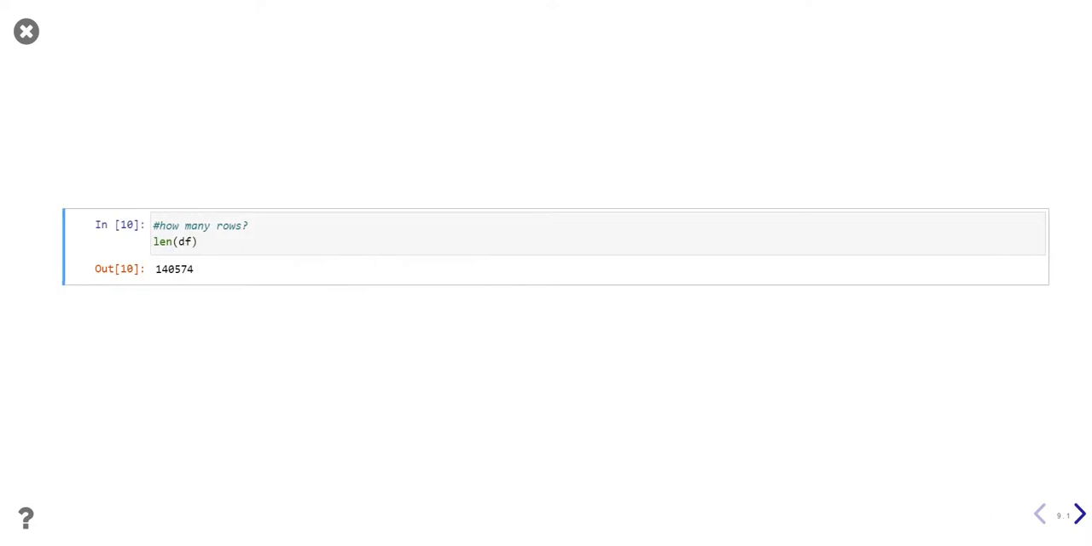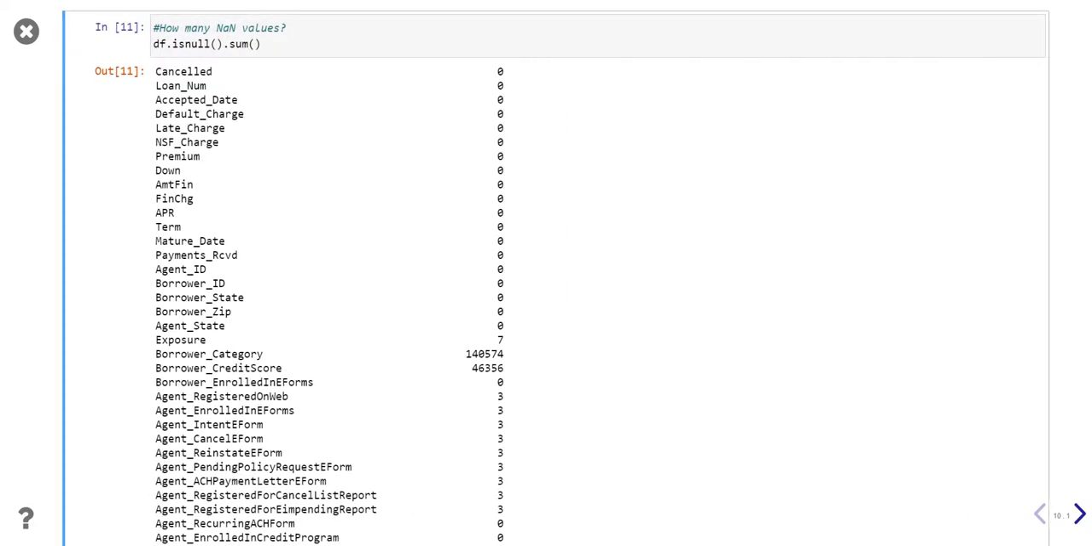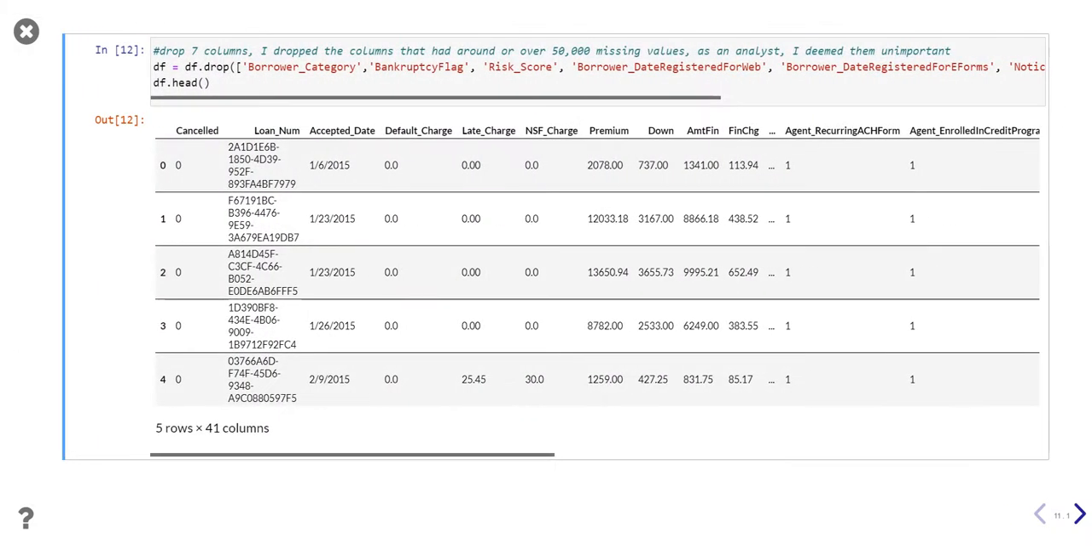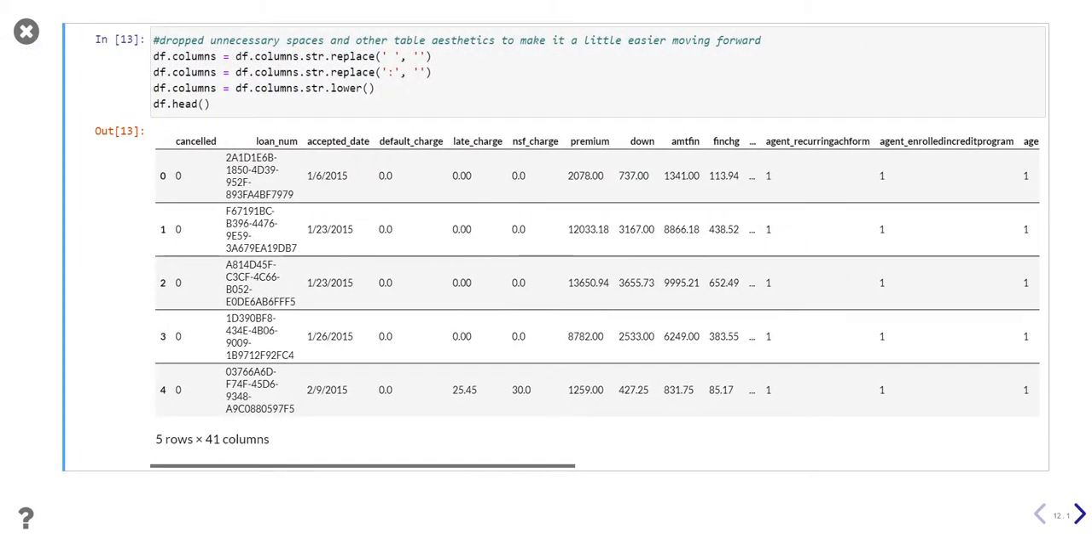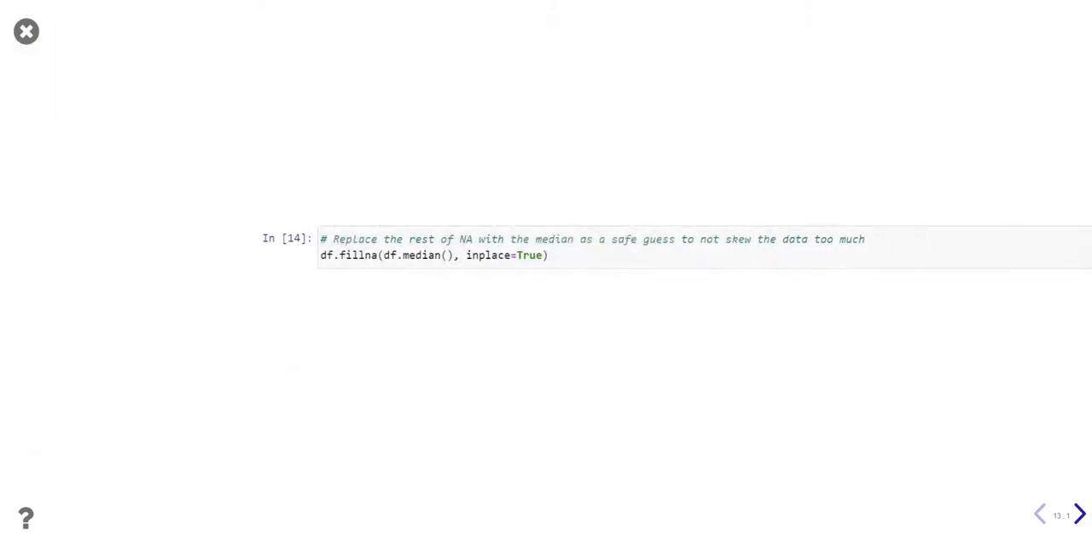So data processing. I want to see how many rows we had, and then I want to see what null values we were working with. That allowed me to drop 7 columns that I deemed unimportant to my analysis. That was really centered around the values that had over 100,000 missing values. Then I did an aesthetic change. I liked lowercase, and so that allowed me to easily input variables, create dummy variables, drop values, things of that sort, going into the future analysis and model building.